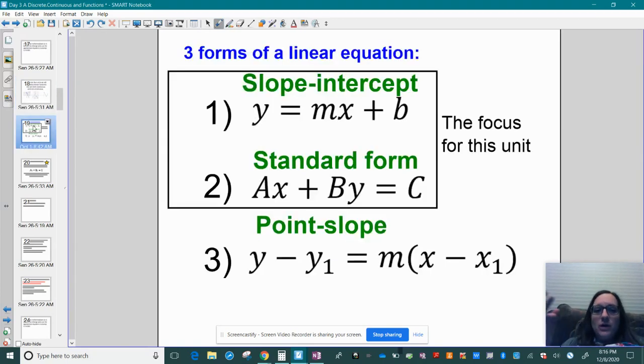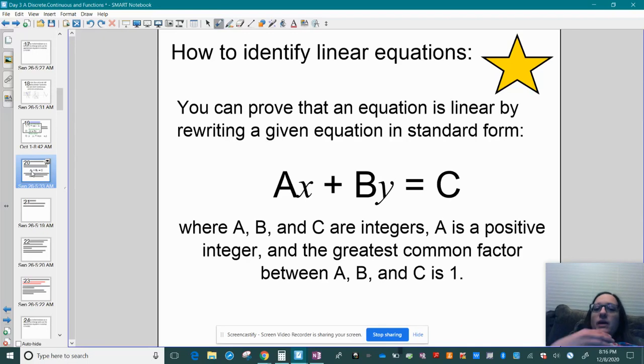We have 3 forms of a linear equation. We have slope-intercept, standard, and point-slope form. We're going to focus for this unit with either slope-intercept form or standard form. How can you identify linear equations? You can prove that an equation is linear by rewriting a given equation in standard form. So standard form is ax plus by is equal to c. This is something to memorize, hence why you see the golden star up there.